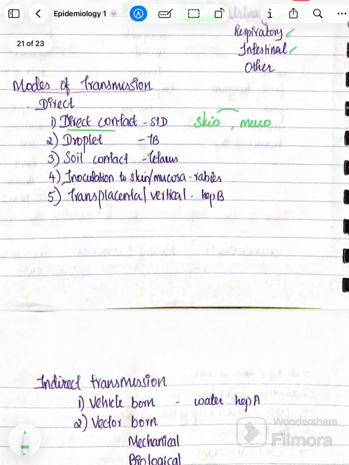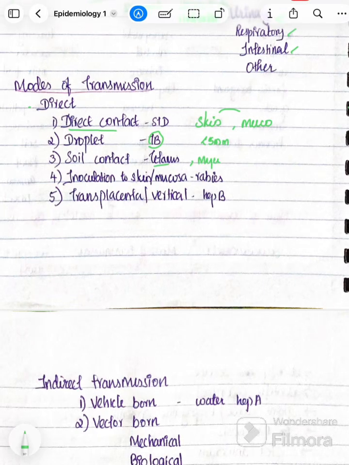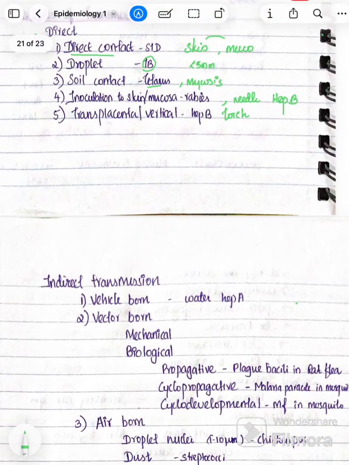Now droplet infection. Droplets are saliva and nasopharyngeal secretions. Droplets less than 5 micrometer in size will directly reach the alveoli. Example is TB. Soil contact: example, tetanus and some fungal infections. Inoculation into skin or mucosa: example, rabies or needle prick and hepatitis B. Transplacental: all the TORCH infections can be transmitted from the mother to the baby.